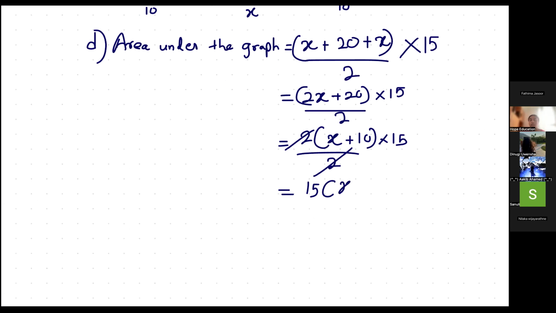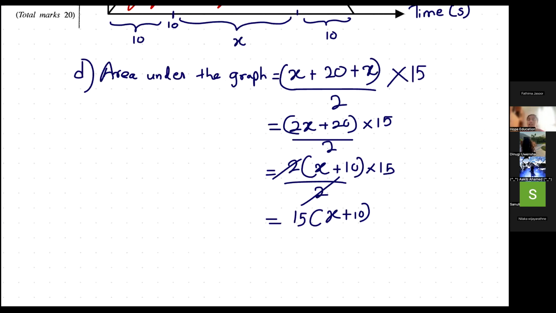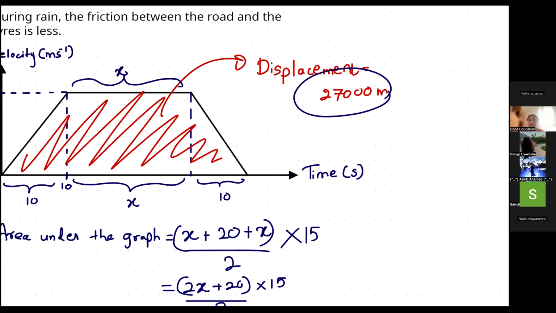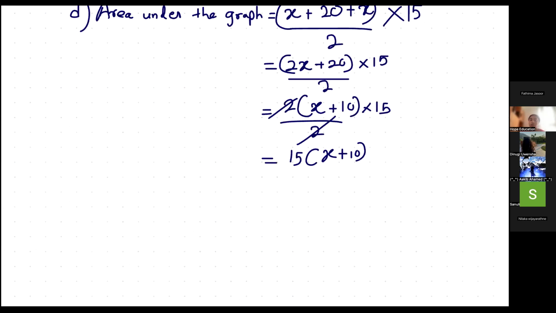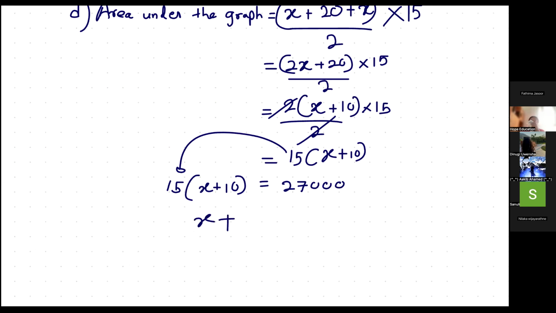And we know the area under the graph represents displacement. Now we know the value of displacement as 27,000 meters. And the area should be equal to 27,000 meters. 15 times (x plus 10) should be equal to 27,000. When 15 goes to the other side, it becomes division. Then we will simplify.